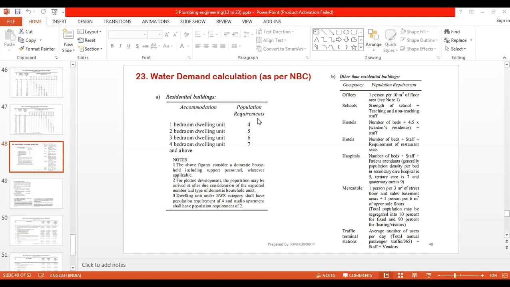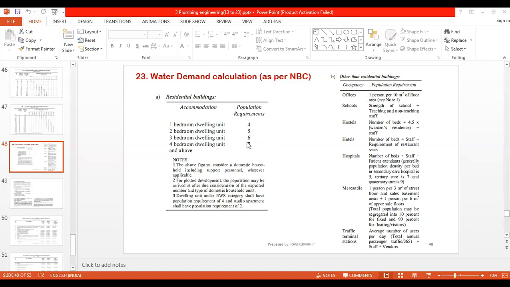For a one bedroom dwelling unit, if you are going to design for a one bedroom apartment or any building, you have to consider the minimum population requirement as 4. 4 people are going to stay in the one bedroom dwelling unit. For the 2 bedroom dwelling unit, 5 people are going to stay. For 3 bedroom, 6 people. For 4 bedroom, 7 people are going to stay.